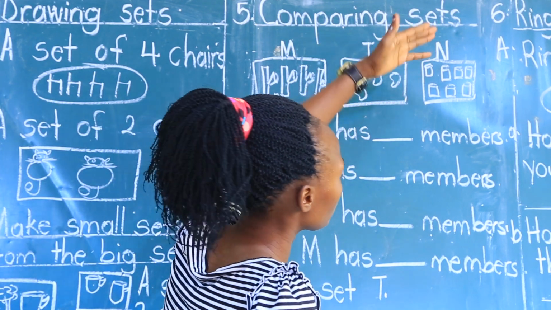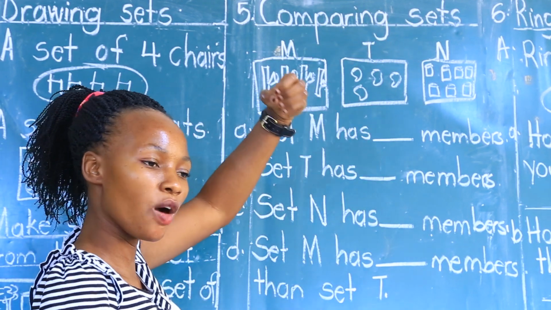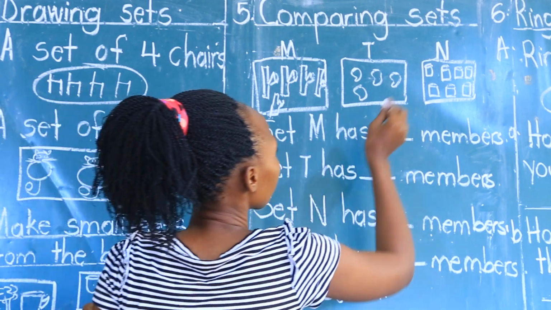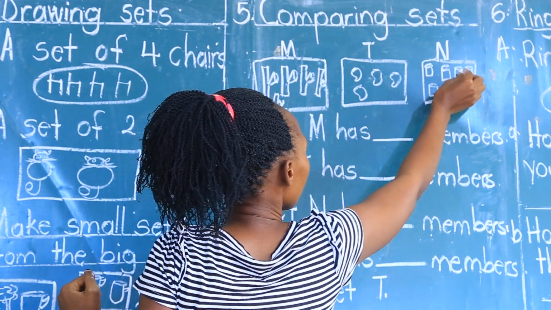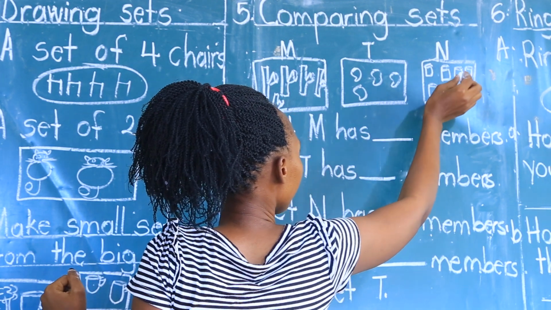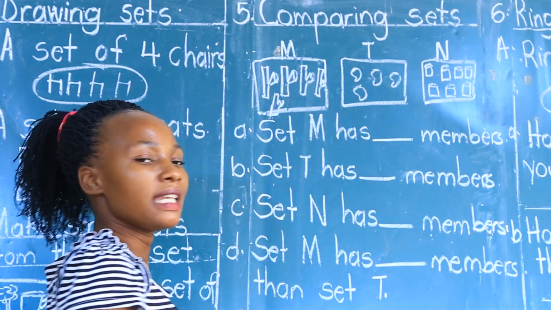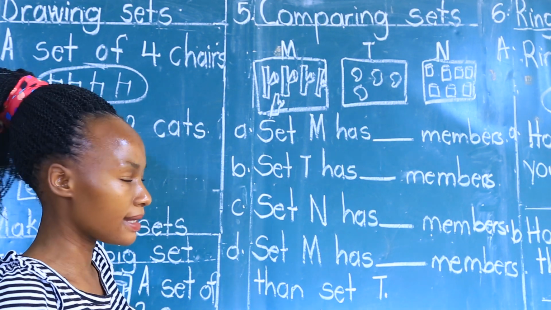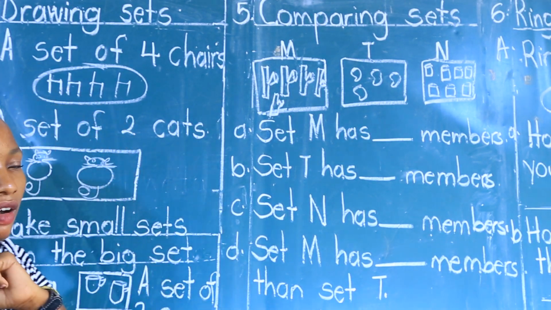How many members or how many objects or how many elements are in set N? Then you count them. 1, 2, 3, 4, 5, 6, 7. How many elements can you see? There are 7 elements or 7 members. Now, we come to our questions.